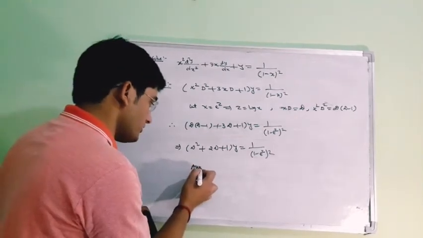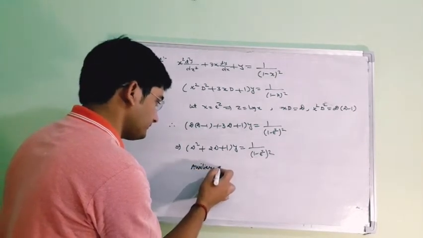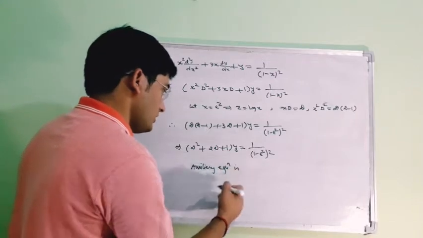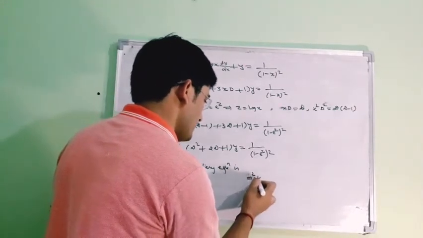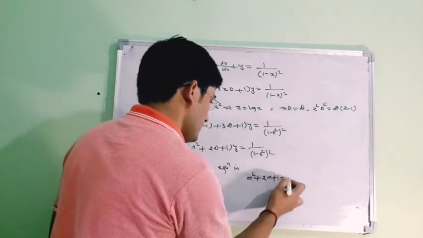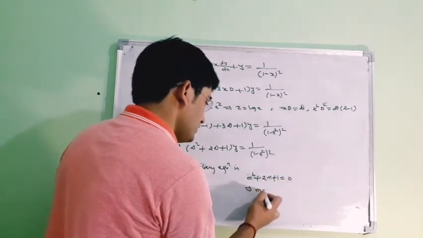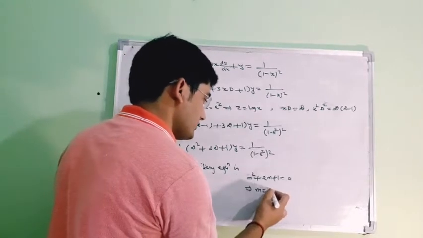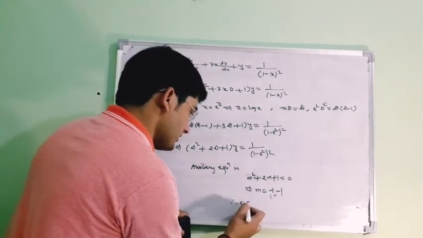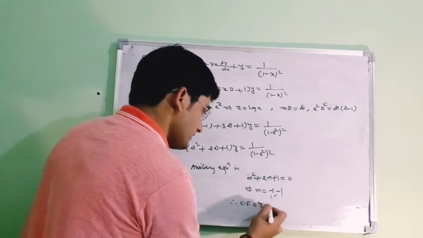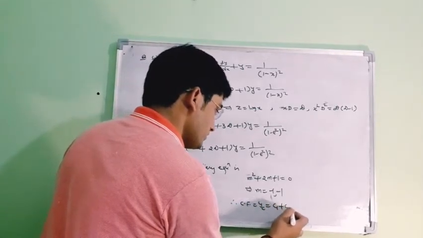Your auxiliary equation will be m square plus 2m plus 1 equal to 0. So we have two roots. This is your (m plus 1) whole square. So we will have m equal to minus 1. So your complementary function, that means say yc, is equal to (c1 plus c2 x).